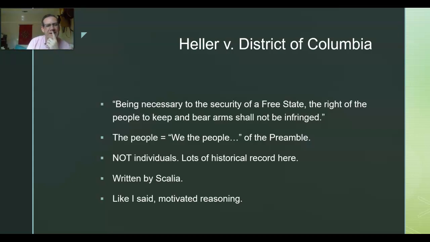Heller versus District of Columbia. This was 2008, I believe. Scalia wrote this one. He claims to be a big originalist, but this is definitely not an originalist ruling. It just isn't. "A well regulated Militia, being necessary to the security of a free State, the right of the people to keep and bear Arms, shall not be infringed," okay?